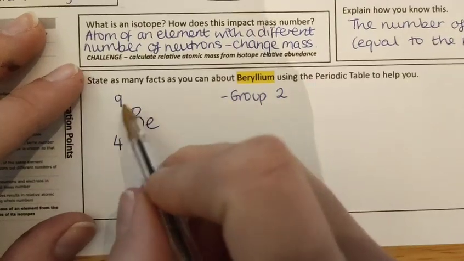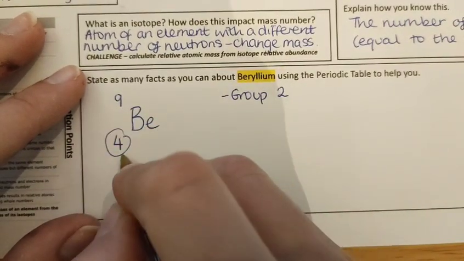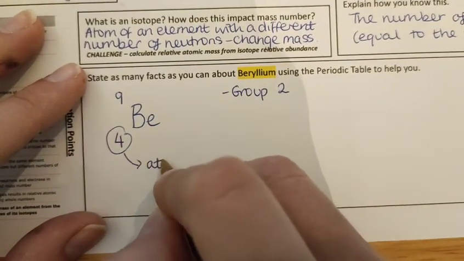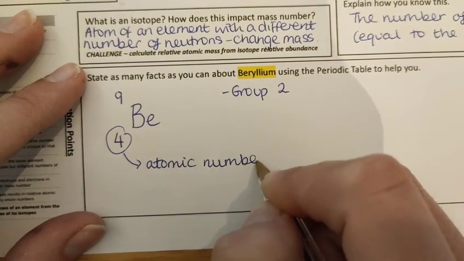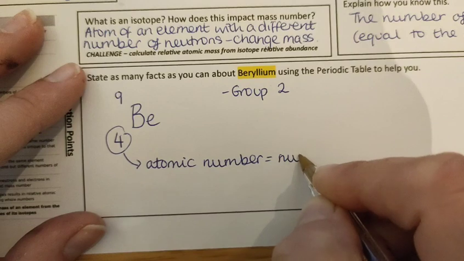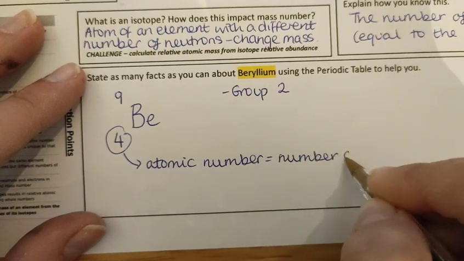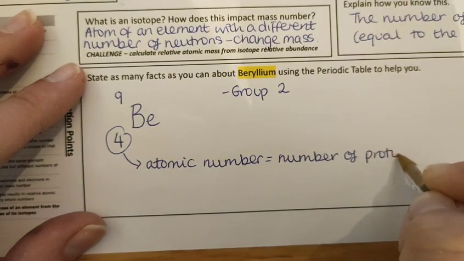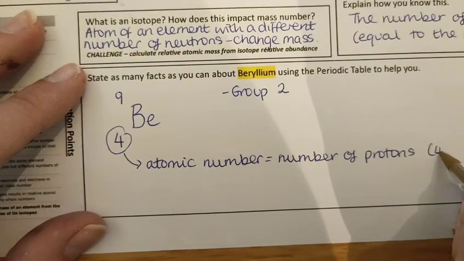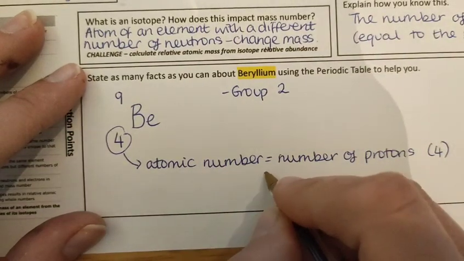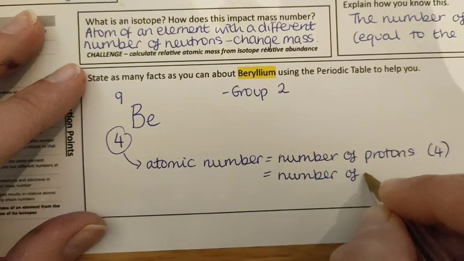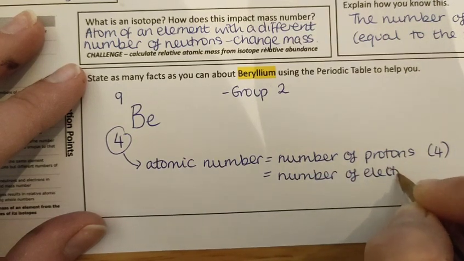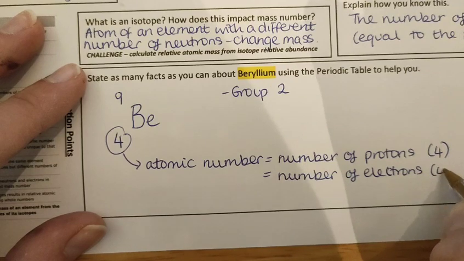Okay, so now we're looking at this one at the bottom, this smaller number, is the atomic number, which equals the number of protons. So in this case, it is 4. This also equals the number of electrons. That is 4 as well.